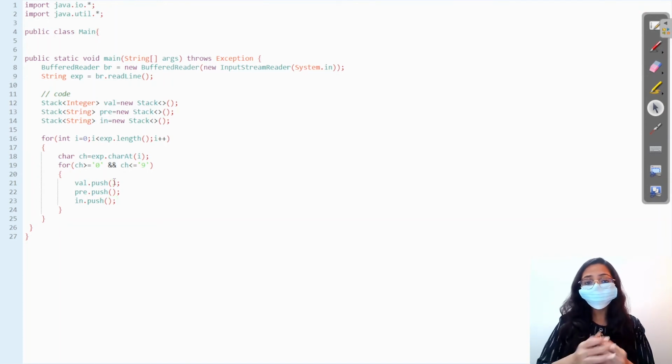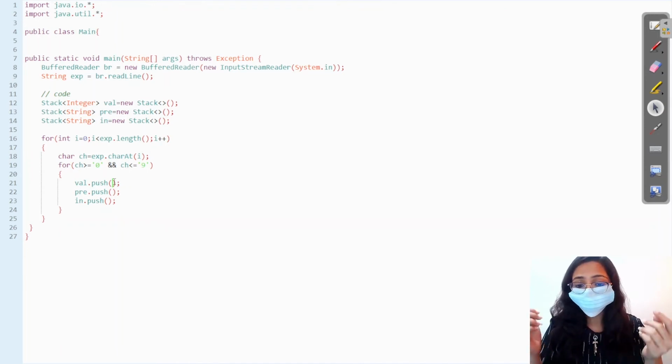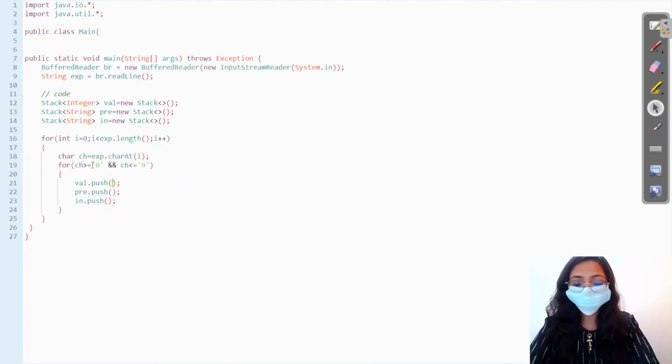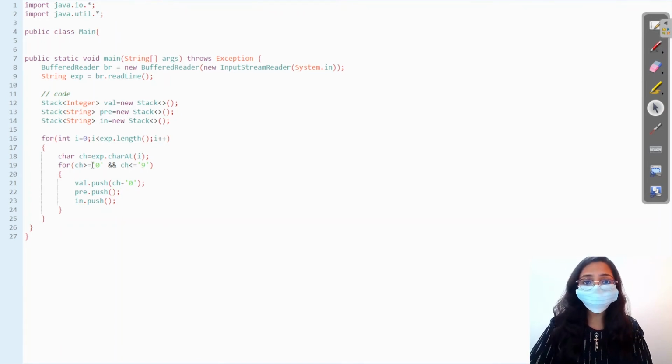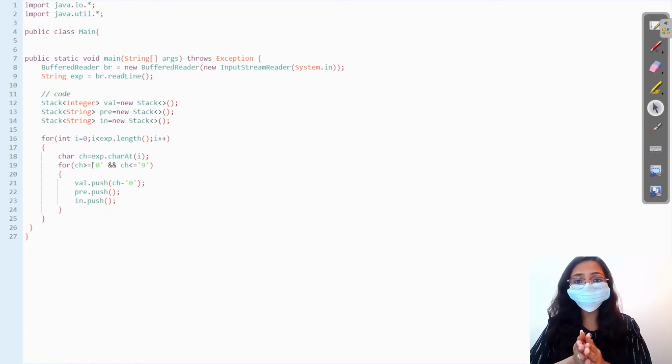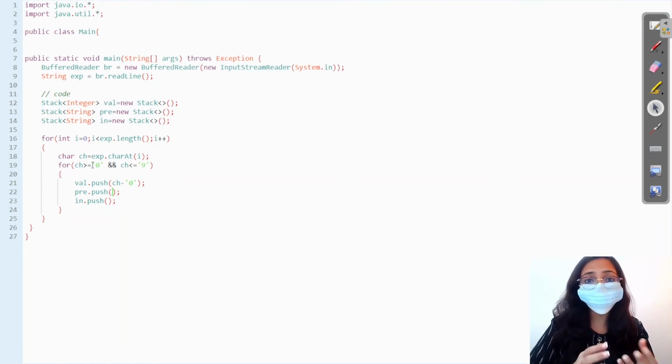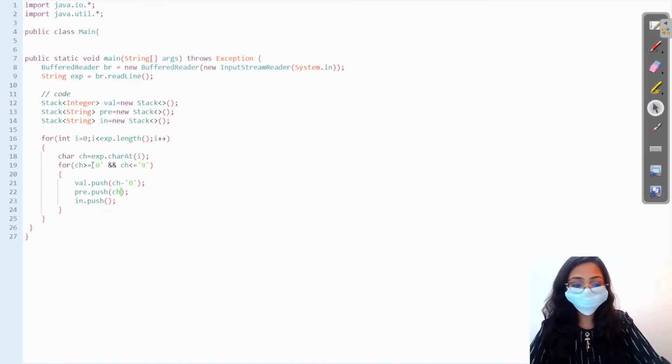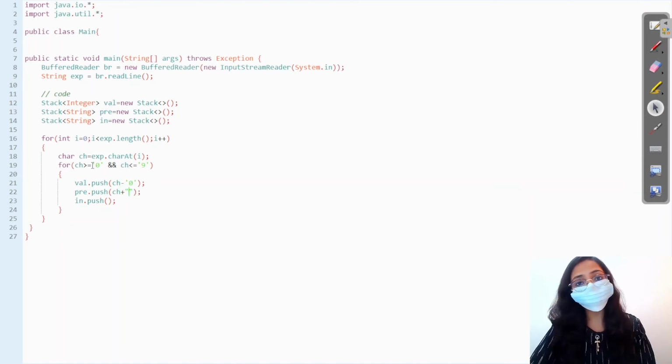Now, when we are working with the value stack, we want the values to be of integer type. But the character which we took was of char type. So what we are going to do is subtract the '0' char from it. It will return an integer value and that will be pushed onto the stack. When we are working with prefix and infix, we want the type to be string. Again, we have a character. For that, we are going to pass an empty string along with the character so that we have string type.